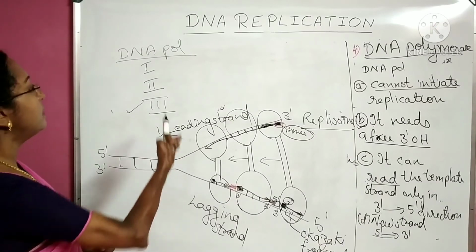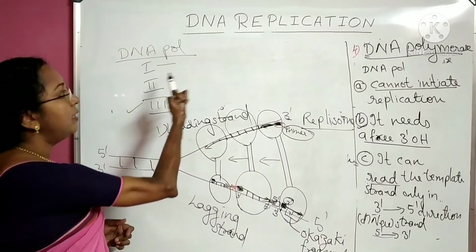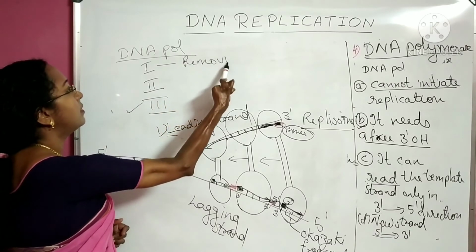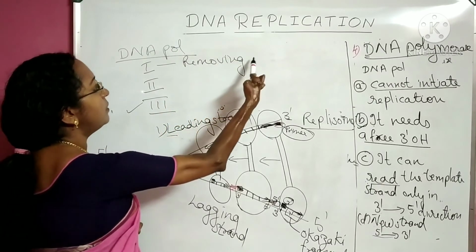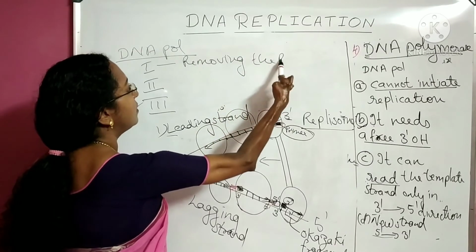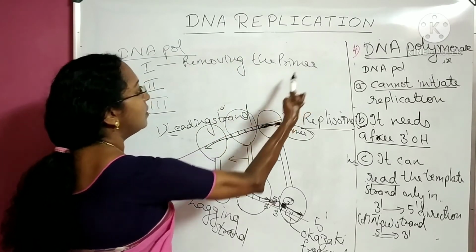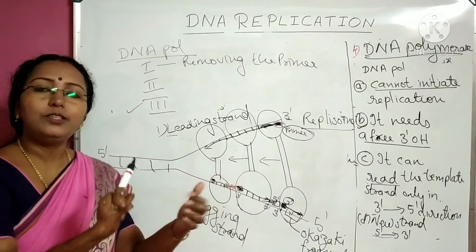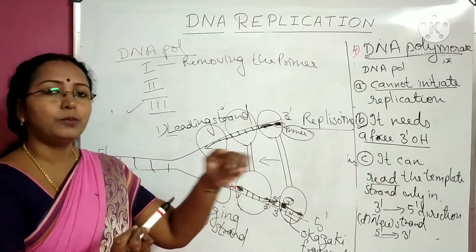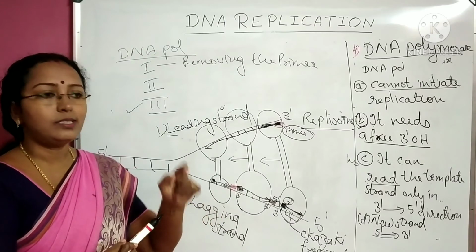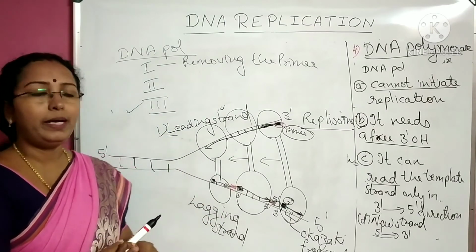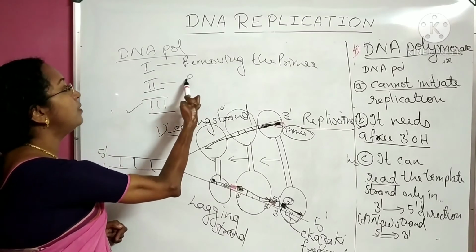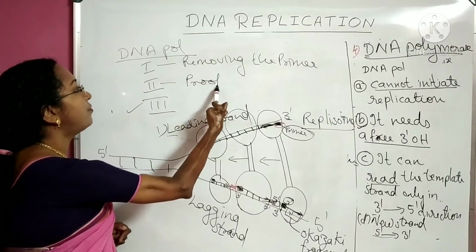Okay. Now this DNA polymerase 1 is doing the function of removing the primer. It removes the primer. Okay. It removes the primer and then adds new DNA in its place. It removes the primer and adds new DNA in its place complementary to the parental strand. And this DNA polymerase 2 is involved in proofreading.